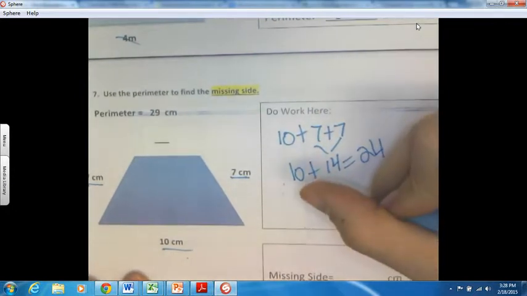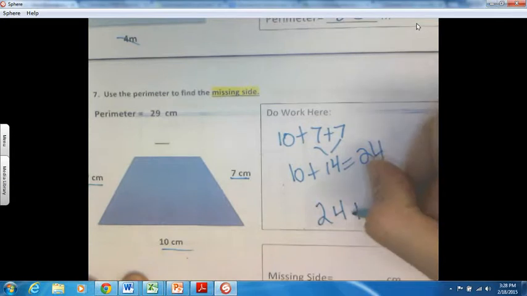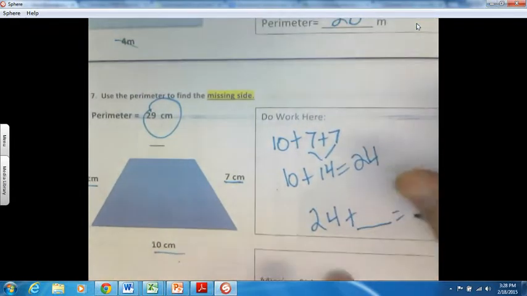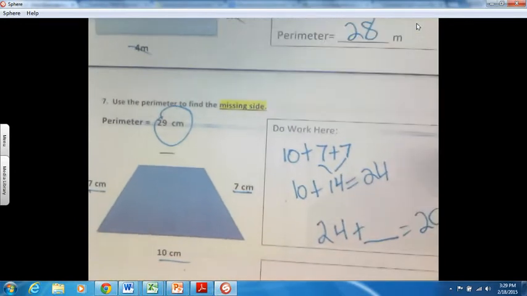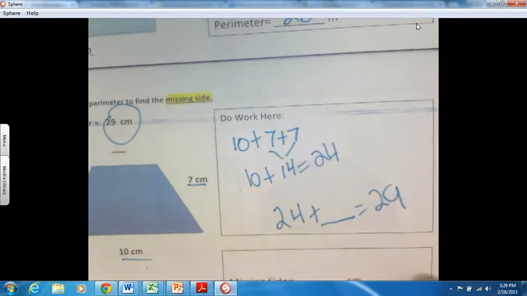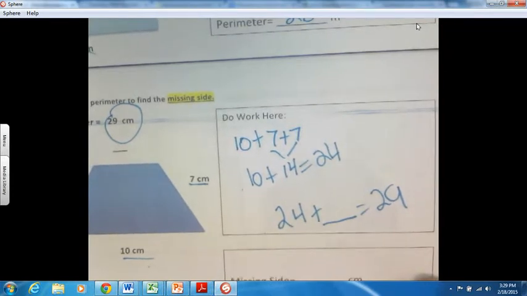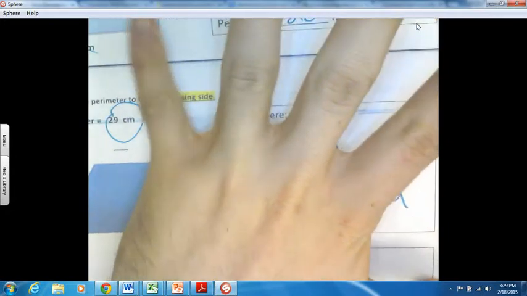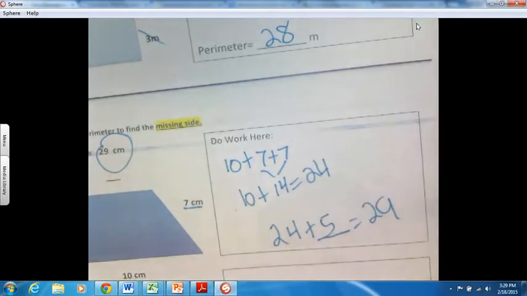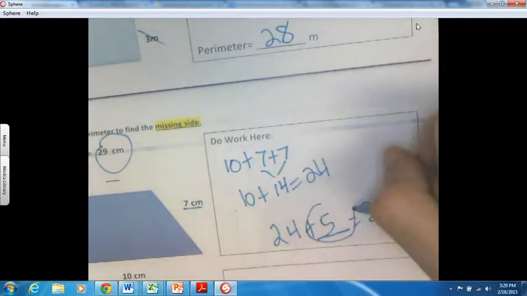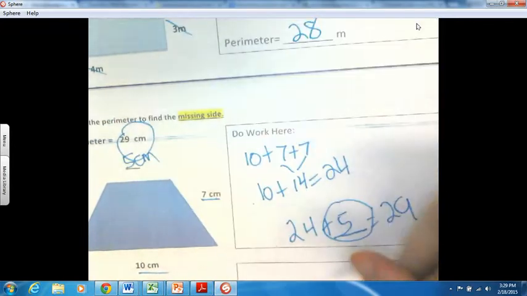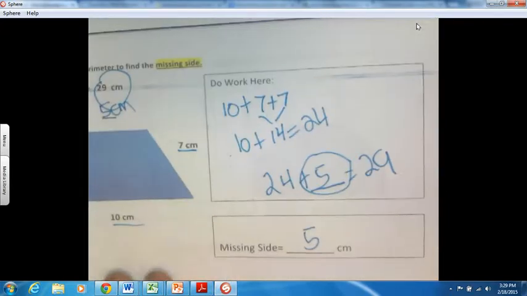Right, so then we're thinking 24, we're counting on until we get to the perimeter. And I know my perimeter up here is 29 centimeters, so I'm thinking what plus 24 gives me 29? So I'm going to count on from 24. 24, 25, 26, 27, 28, 29. When I counted on, I got 1, 2, 3, 4, 5. So I know that 24 plus 5 gives me 29, so my missing side is whatever I counted on. So I counted on 5, so my missing side is 5 centimeters, right?